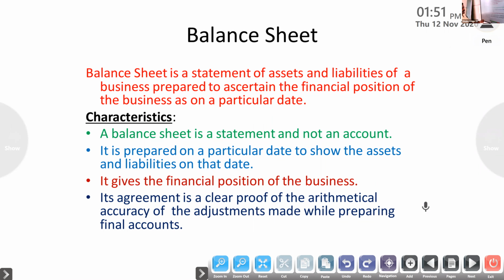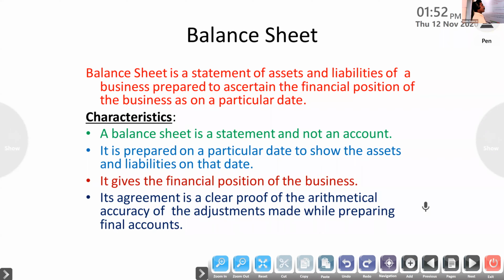Okay, it is very easy. The next chapter is also the same, with adjustments. Same trading and profit and loss account and balance sheet with adjustments. So if you know it now, it will be easy for you to do in the next chapter. So next, after trading and profit and loss account, the last one is the balance sheet.